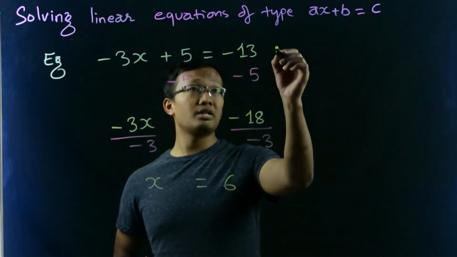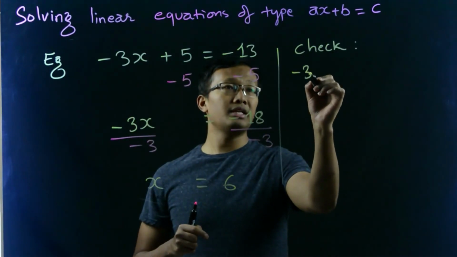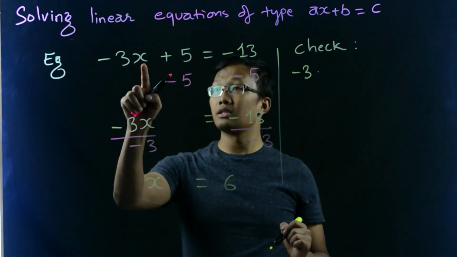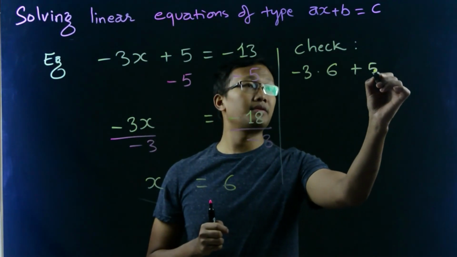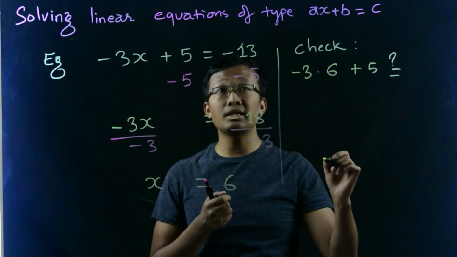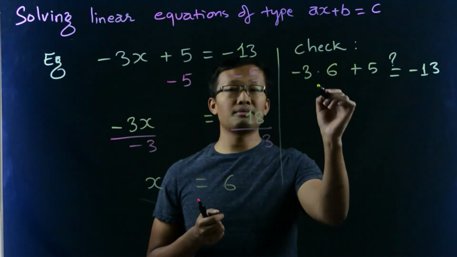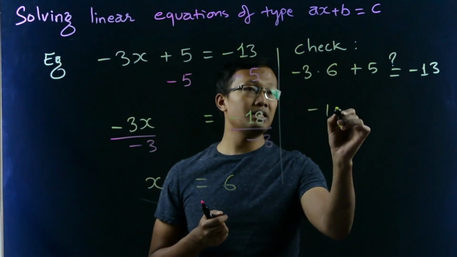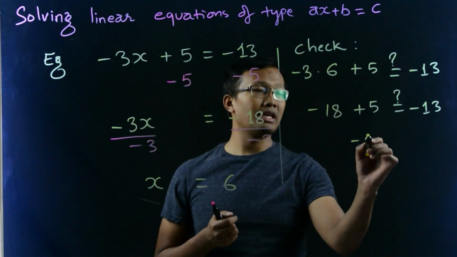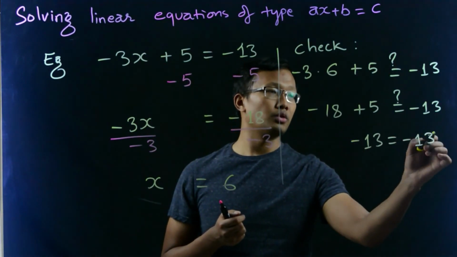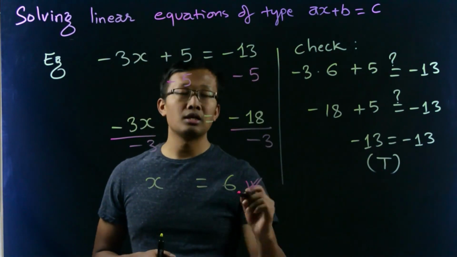Now let's see whether this solution is correct or not. So this is negative 3 times the value of x, which is 6, plus 5 equals, we are not sure yet, negative 13. Negative 3 times 6 is negative 18, plus 5. Still unsure. Negative 18 plus 5 is negative 13, which is true. Okay, so this statement is true. Thus, x = 6 is the correct solution.